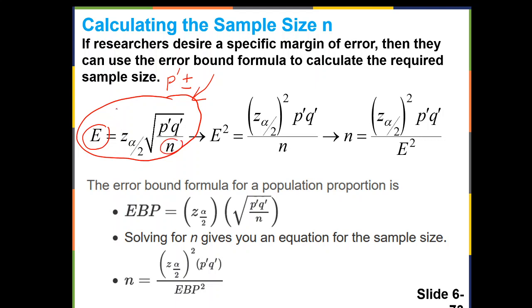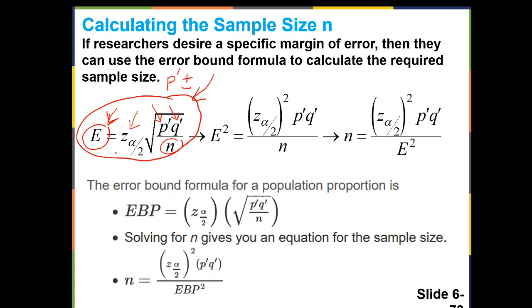So if we know what error we like, let's say you don't want to be off more than 3%, so for the error you put 0.03. And then you know how confident you want to be. Let's say I want to be 95% confident. And then we find n. Now, the problem is we don't know p prime and q prime, and we're going to talk about how to get those in a second. But for now, if we know p prime and q prime, then n can be found easily by a little algebra.